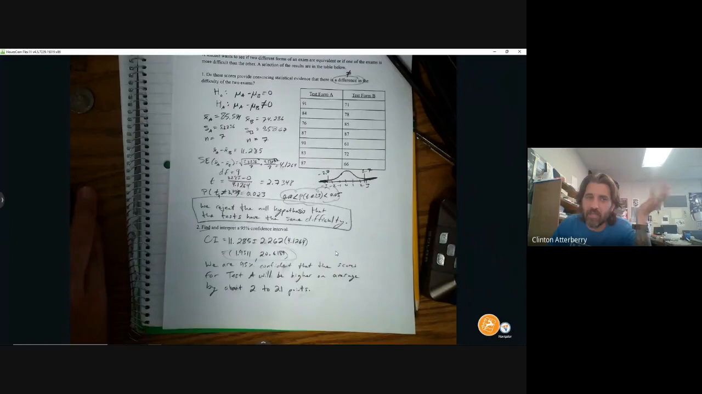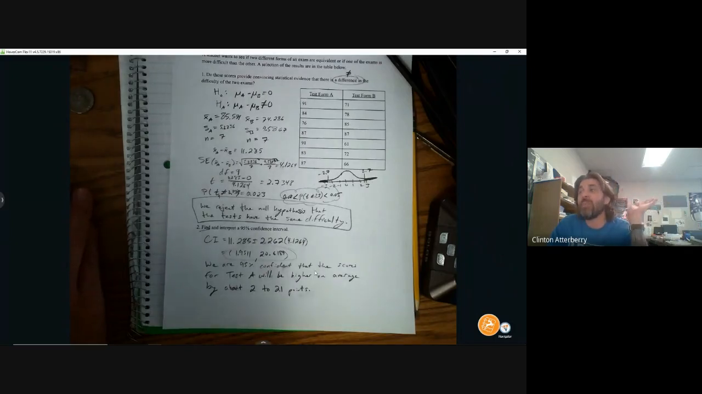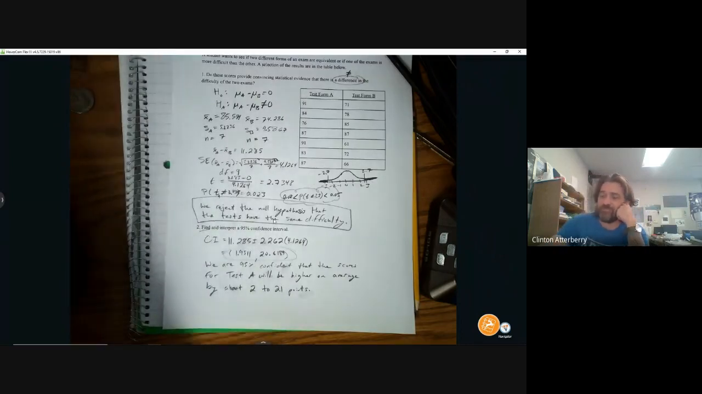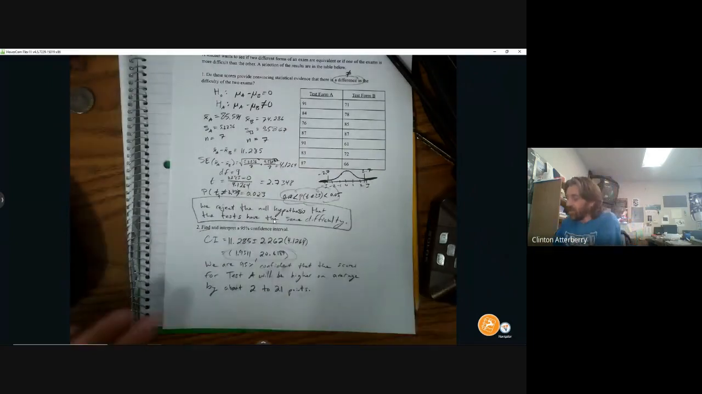So we're 95% confident the scores for test A will be higher on average by about 2 to 21 points. Okay. So if you had all the tests for test A and all the tests for test B, and scored them and found the average, it probably isn't going to be 11.285 like we found in this. It might be anywhere from 2 to 21. Might be higher, might be lower. We don't know, but we're 95% confident that test A will have a higher average, somewhere between those points. So that's convincing enough that they're not the same difficulty. Okay, so I will leave this alone where it's at.